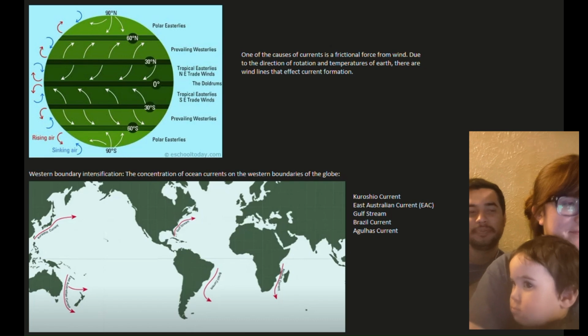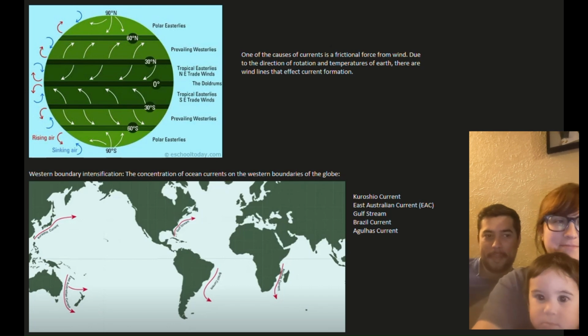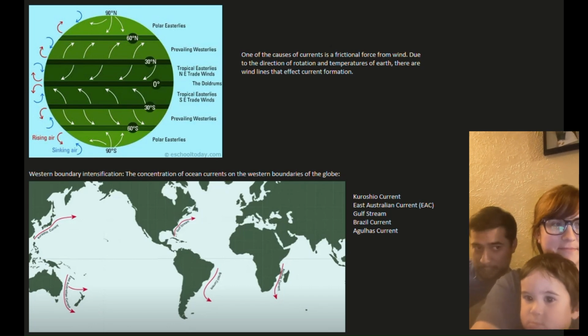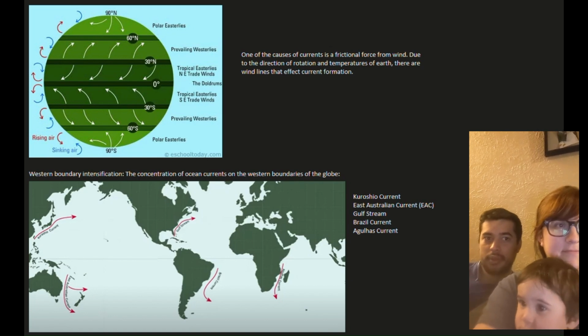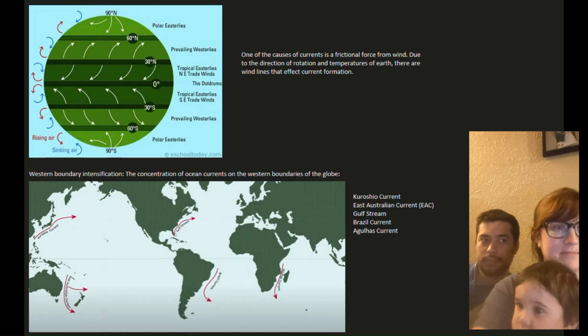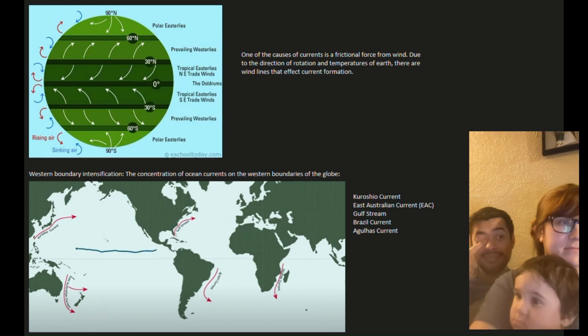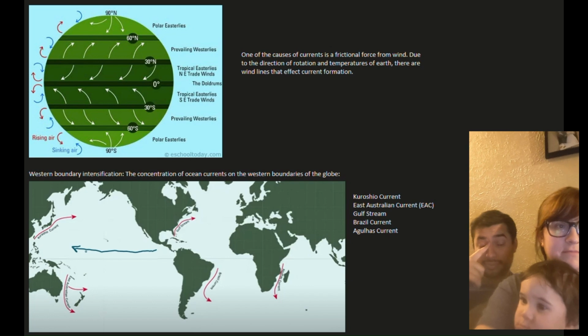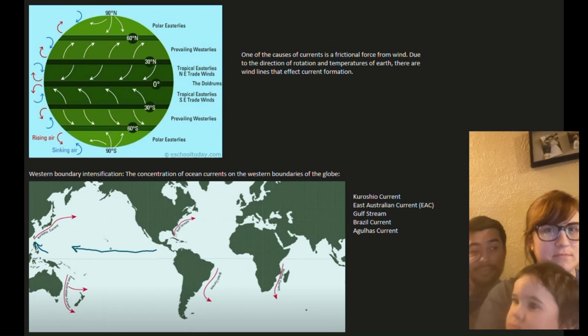So one of the causes of currents is actually a frictional force from the wind. And the wind lines up in these beautiful patterns of latitudinal lines because of the Earth's rotation. The Earth rotates in the counterclockwise direction. So wind along the equator at the 0-degree latitude line, what's called the trade winds, gets pushed from east to west. And that causes a frictional force that pushes water this way. As that water is pushed this way, once it hits landfall, it gets pushed up here, and then it's going to congregate into what's known as the western boundary intensification.